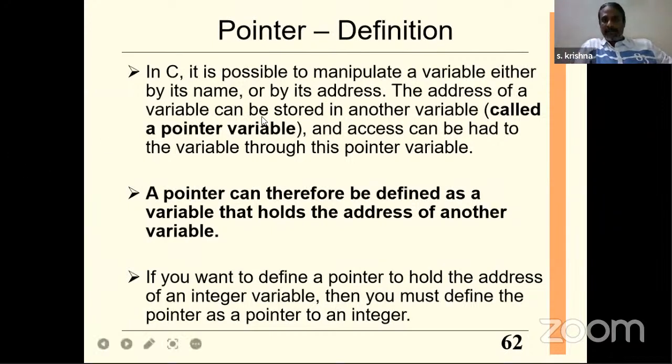So the address of a variable stored in another variable, we call this a pointer variable. Please note, it is very important. We're going to talk about it in a later section, but it is important to discuss it now because there is something related to it. We are going to talk about arrays. Before that, it is important to understand what a pointer is.